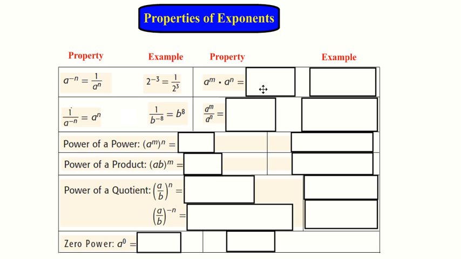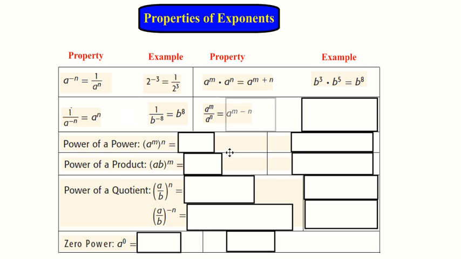Moving over to the right-hand side, if we have the same base multiplied together and they have different exponents, we add the exponents. That's a to the m plus n. An example is b to the third times b to the fifth is b to the eighth. You add the exponents. Likewise, when we divide, we will be subtracting, and here's an example there. X to the seventh divided by x to the third gives you x to the fourth.